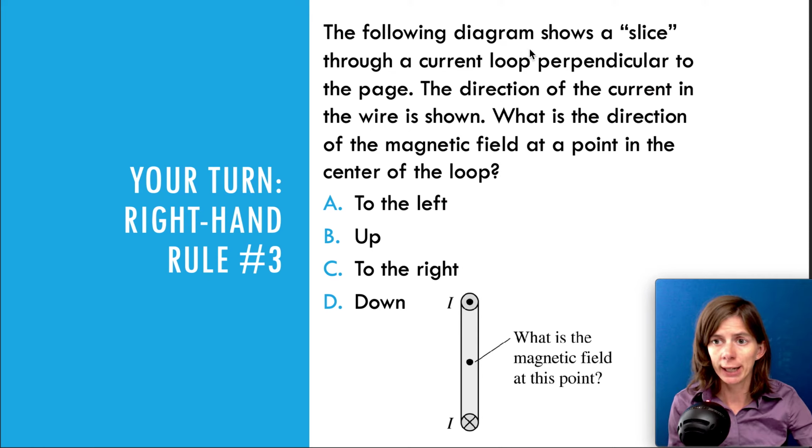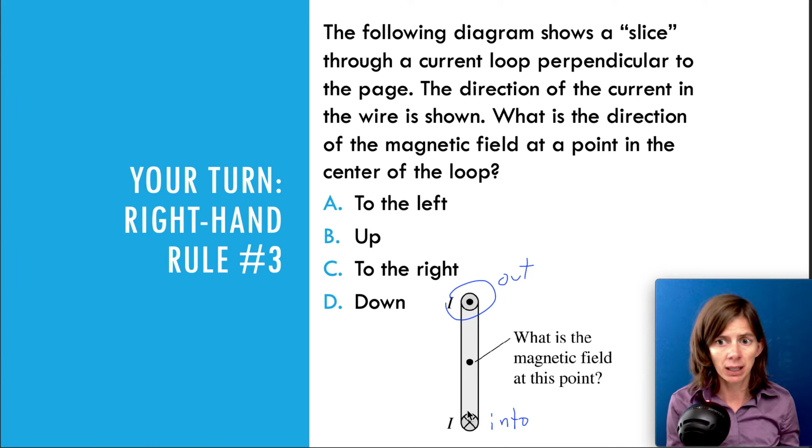The following diagram shows a slice through a current loop perpendicular to the page. The direction of the current in the wire is shown. What's the direction of the magnetic field at a point in the center of the loop? So what we're seeing here is a loop of wire that has been cut in half so that we can see which way the current goes. The current goes out of the page at the top, and it goes into the page at the bottom here.